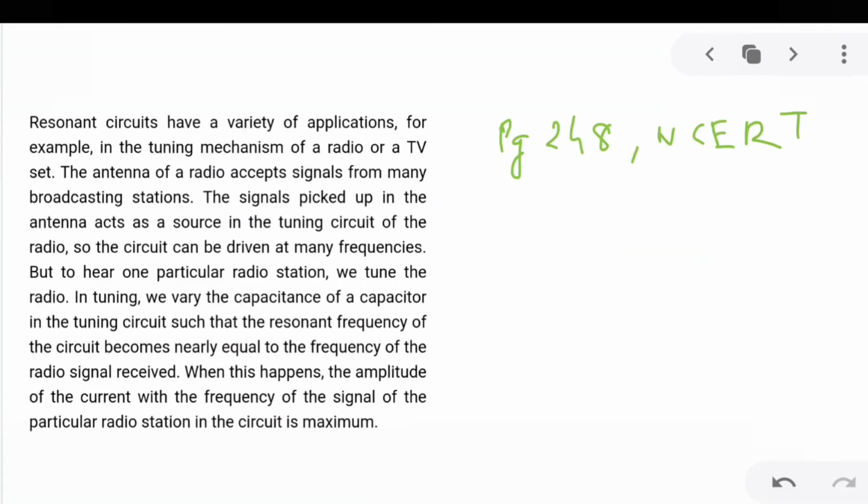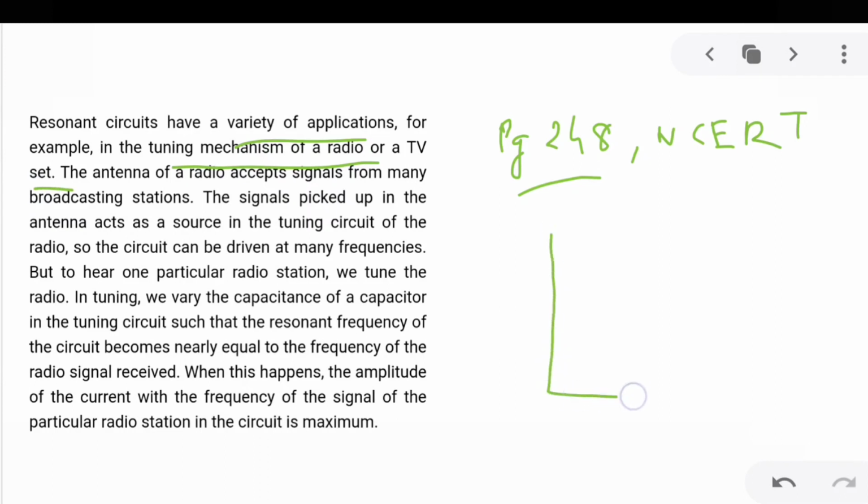Now a few important things from your NCERT textbook. This is from page number 248, regarding the application of resonant circuits. Resonant circuits have a variety of applications, for example in the tuning mechanism of a radio or TV set. See what this mechanism is.